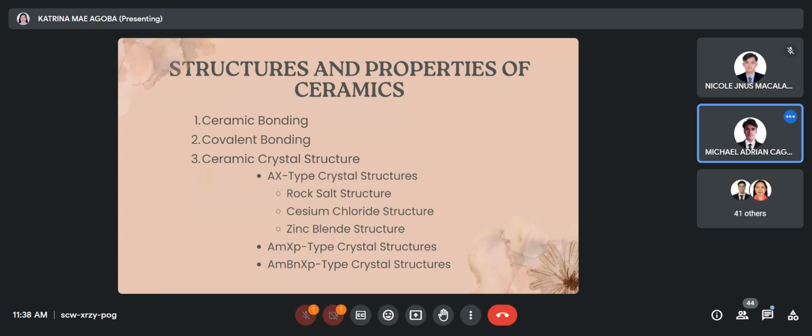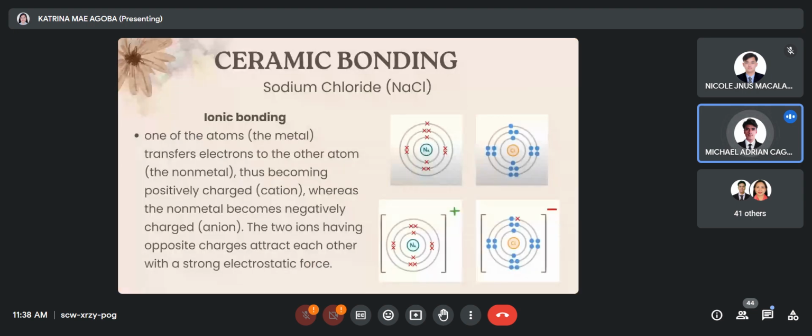Hello. So let us first understand the structures and properties of ceramics. Covalent bonding and ceramic crystal structure. Next. The first one is ceramic bonding. This refers to the way atoms and molecules in ceramic materials stick together.